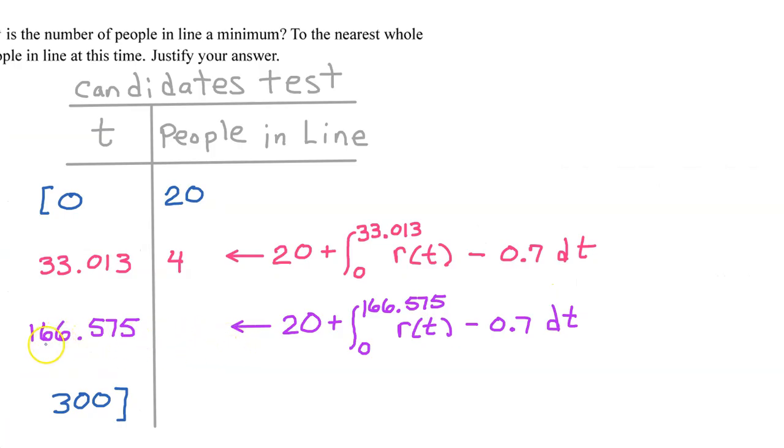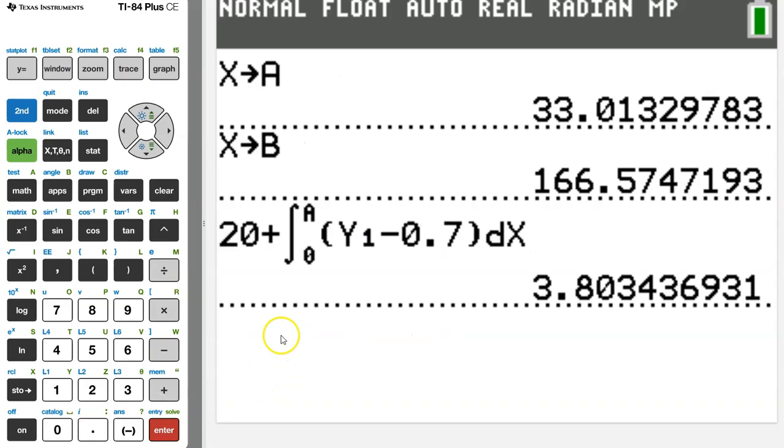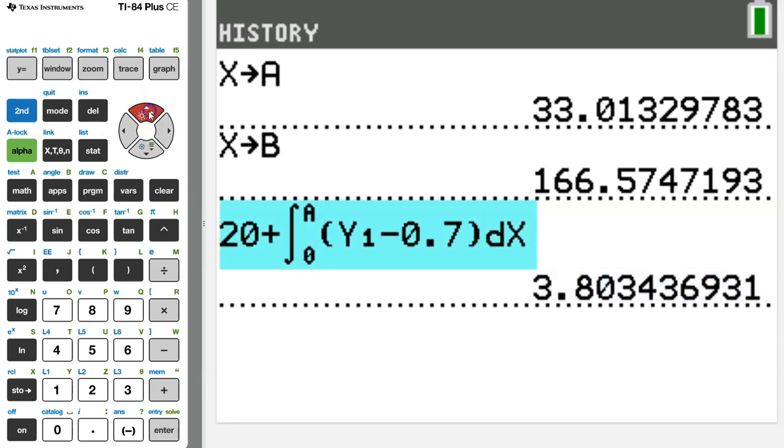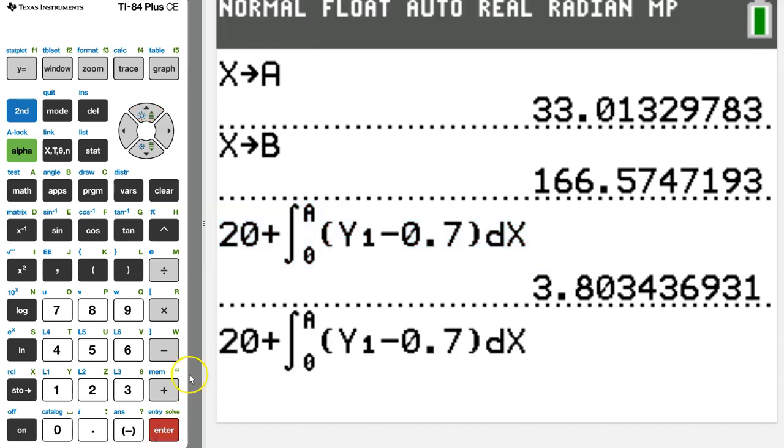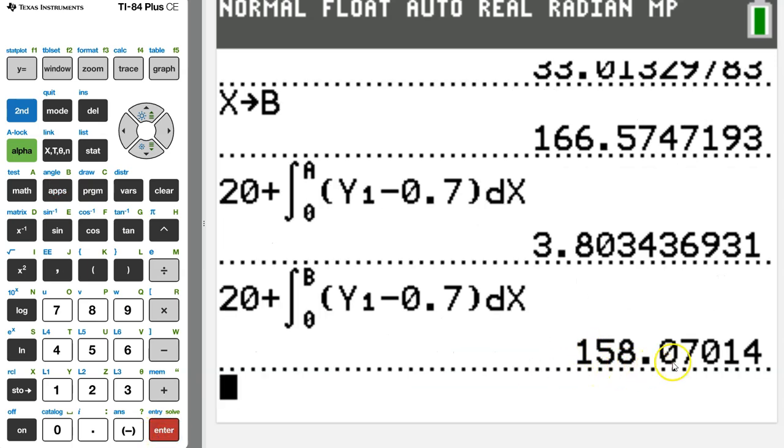Similarly, the number of people in line at 166.575 seconds will be given by this expression. Just remember that 166.575 is the value b. So back to the calculator, I could type in this expression again, replacing a with b, or small shortcut, if I come up to this expression and hit enter, all I have to do is go over to where a is and type b instead. So alpha b and enter. 158.070. That rounds to 158 people.